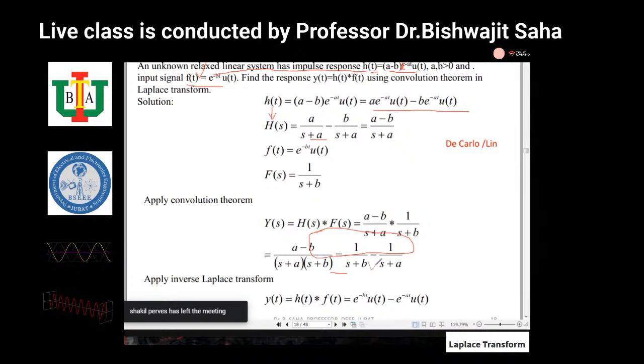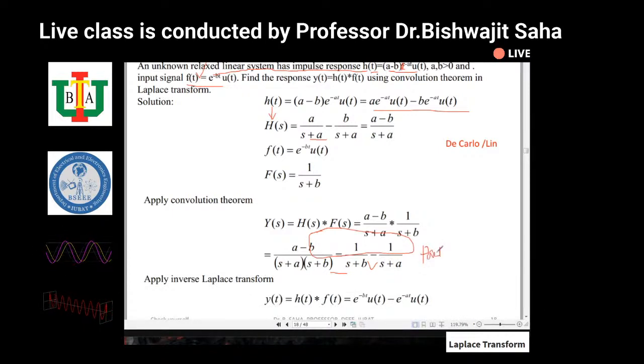Now we are applying, what is this? Partial fraction expansion. Everybody remember partial fraction expansion? Yes, sir. Partial fraction expansion, that has been applied here. Okay. Then we found 1 over s plus b minus 1 over s plus a.